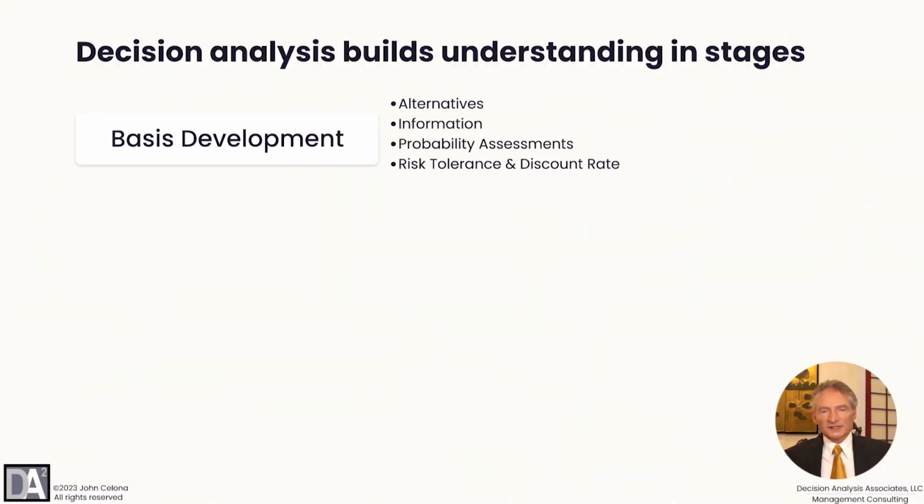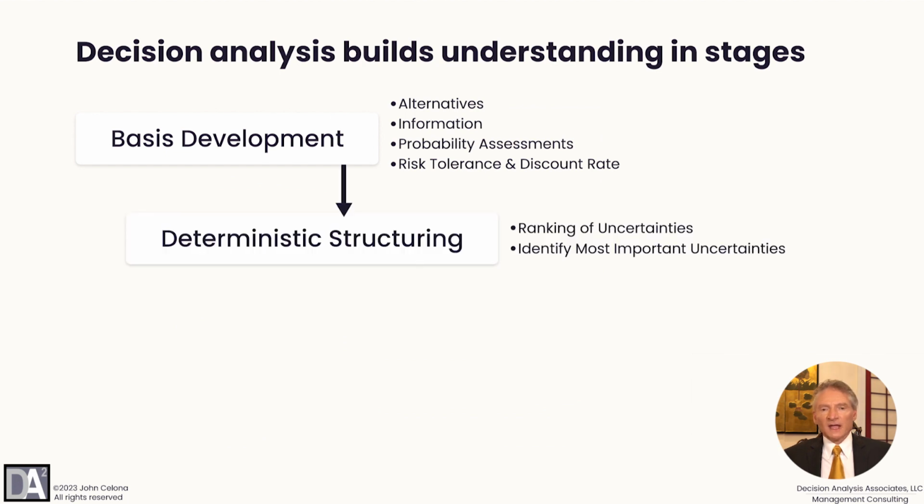In decision analysis, understanding is built in stages. In the basis development phase, we develop the alternatives, information, probability assessments, a risk tolerance, and a discount rate. In cases where we have a complex value model, which is needed in legal cases when you have complex intellectual property or patent litigation or long time horizons, there's a step that we do called deterministic structuring that gives us a ranking of the uncertainties and where we identify the most important uncertainties.